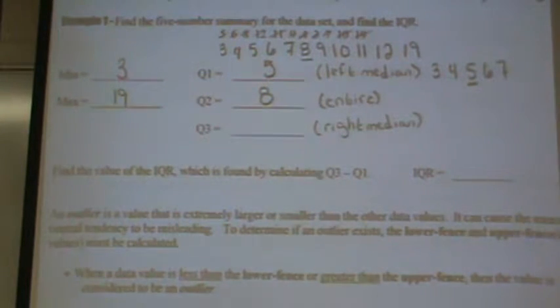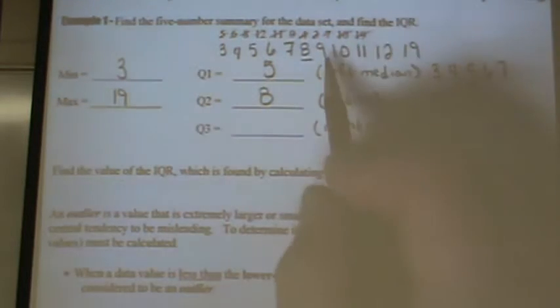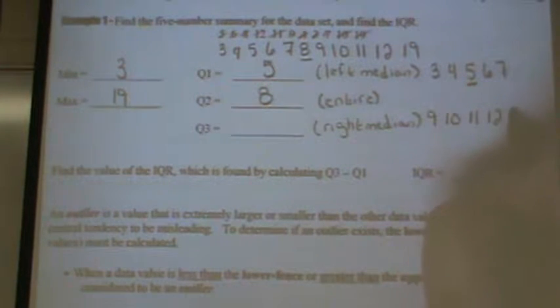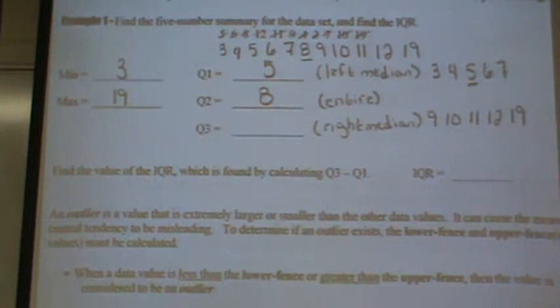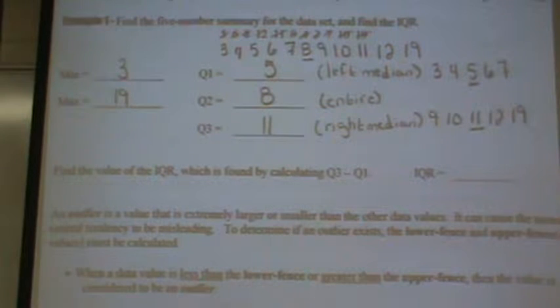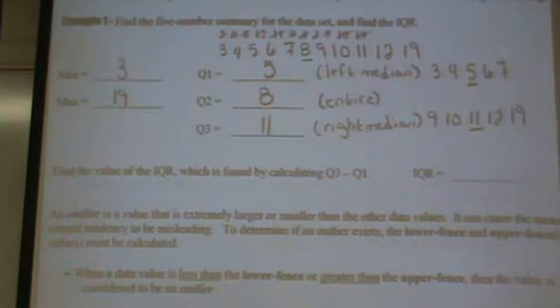For our Q3 value, we want to look at the right-hand side this time. So this time we're looking at 9, 10, 11, 12, and 19. So our middle value for that side is 11. So that's our 5-number summary that we found on Friday.